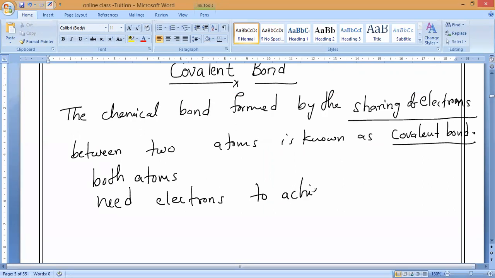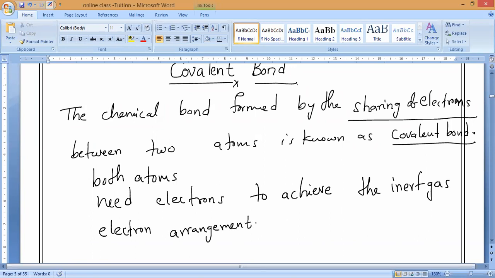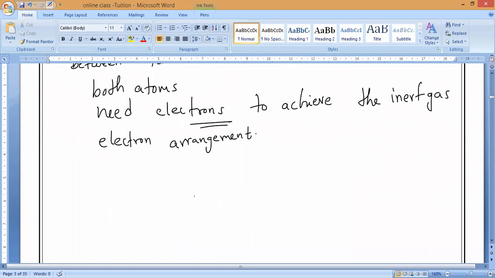To achieve the stable inert gas electronic configuration, the inert gas electron arrangement, they will form what? They will form the covalent bond. So both need electrons. Which atoms are these? Which one needs electrons?